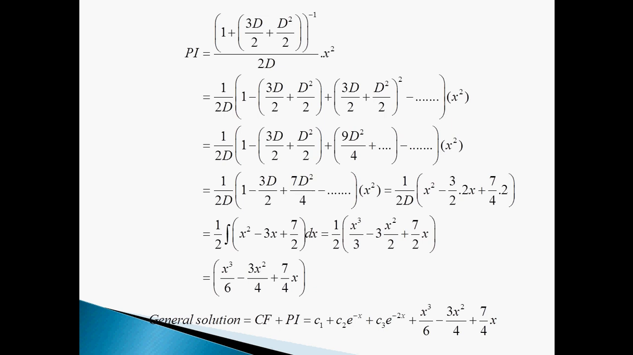We take integration of x square, which is x cube by 3. Integration of x is x square by 2, and integration of a constant is x, which gives x cube by 6 minus 3x square by 4 plus 7 by 4 x. Now the general solution is CF plus PI, which is equal to c1 plus c2 e to the power minus x plus c3 e to the power minus 2x plus x cube by 6 minus 3x square by 4 plus 7 by 4 x.